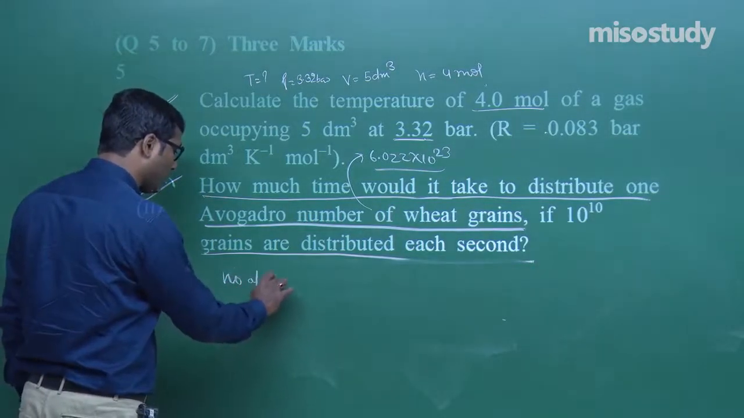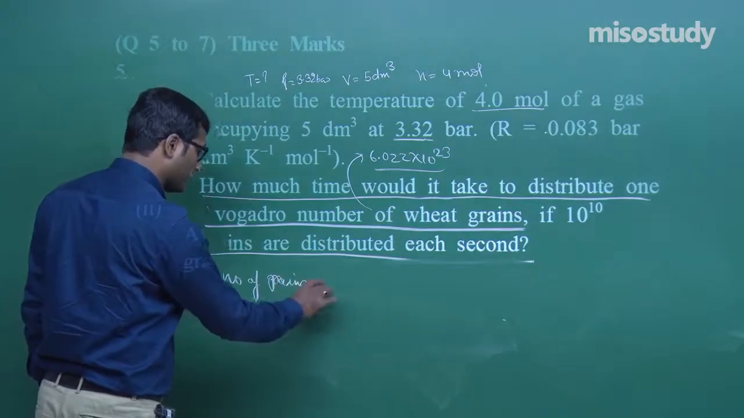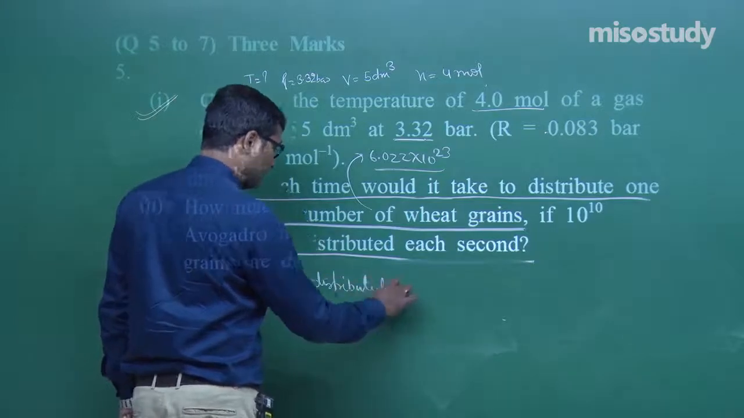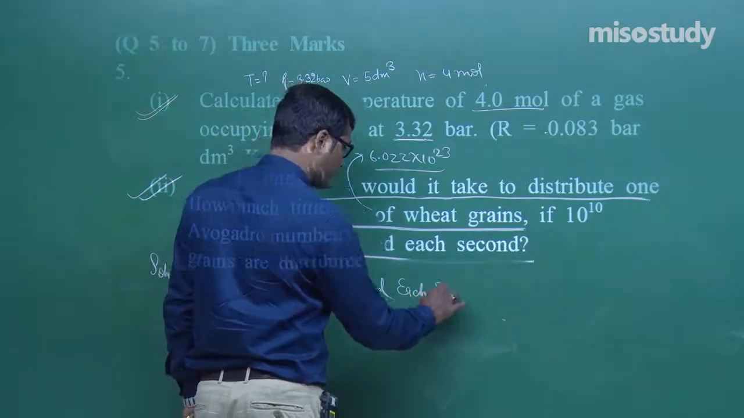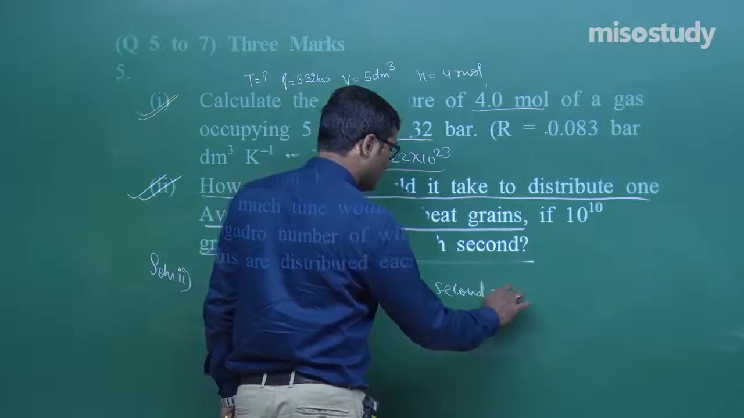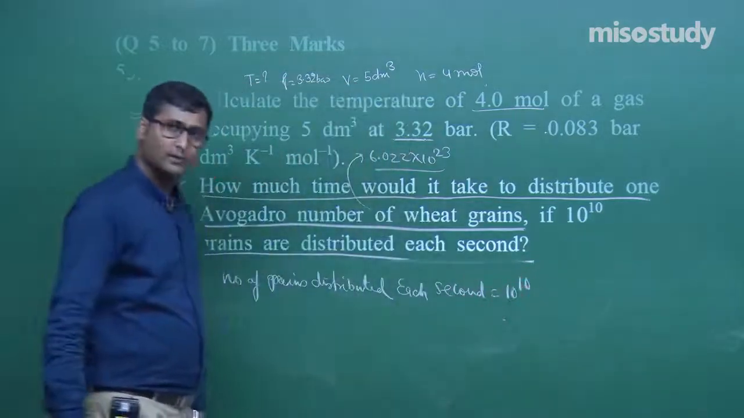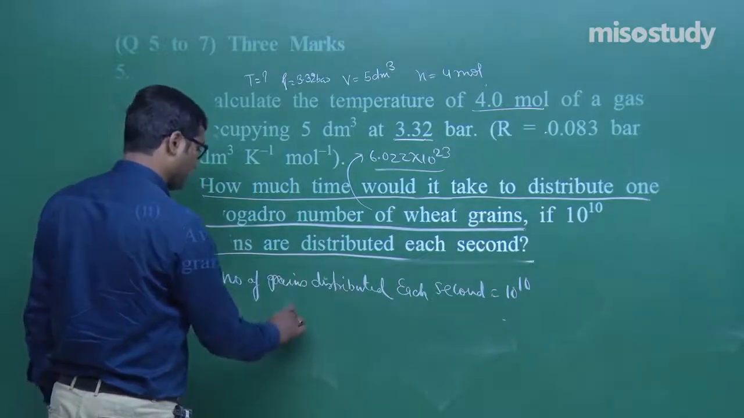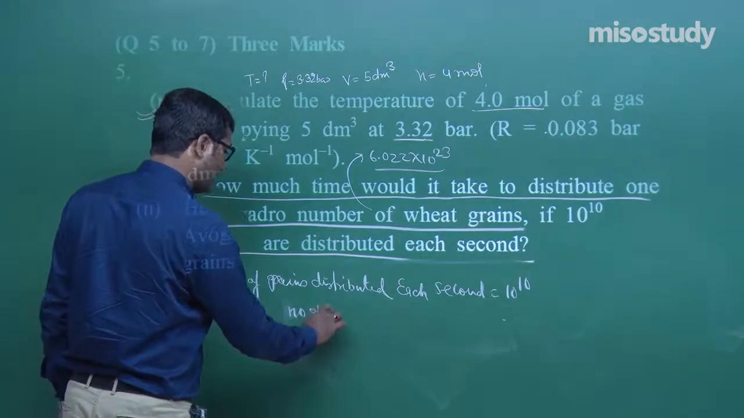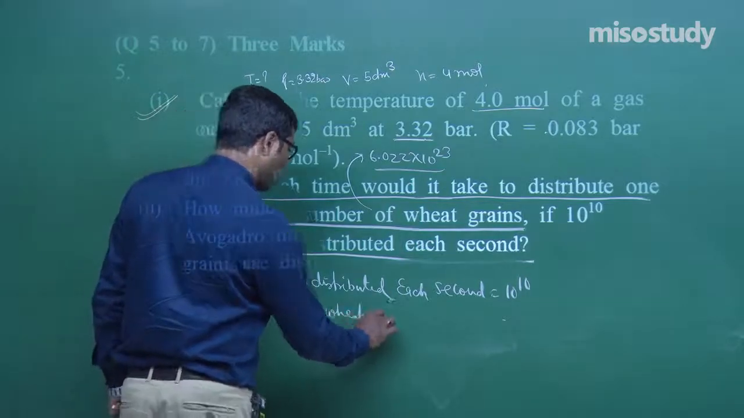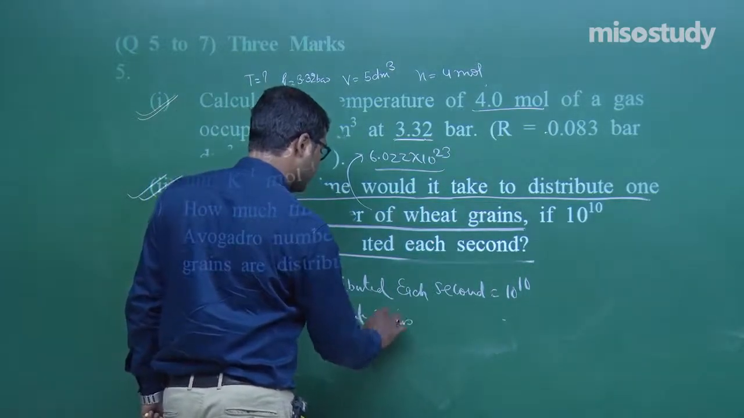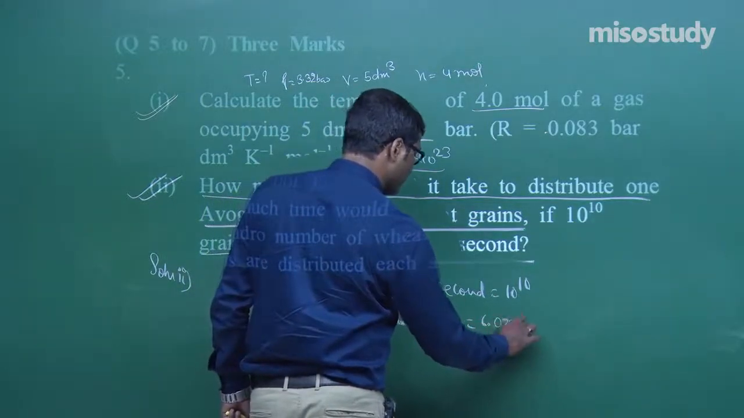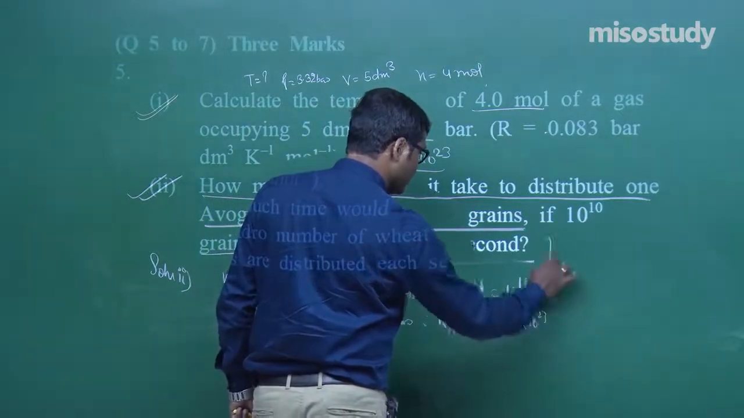Number of grains distributed each second is equal to 10 to the power 10. And what is the total number of grains? Number of wheat grains. That is equal to Avogadro's number, Na, that is 6.022 into 10 to the power 23.